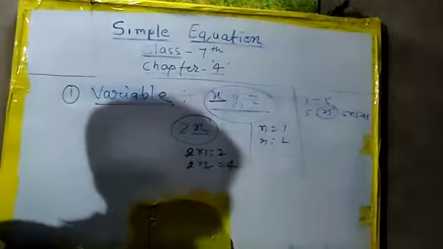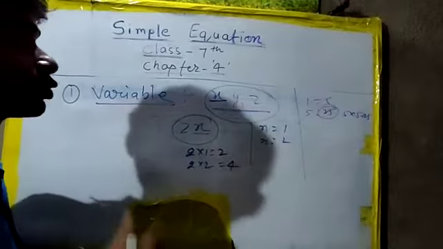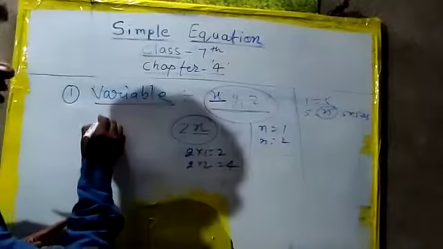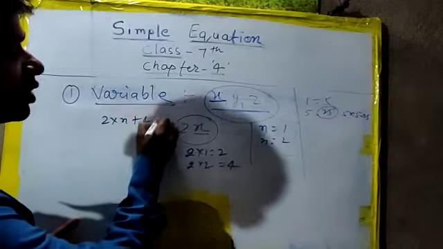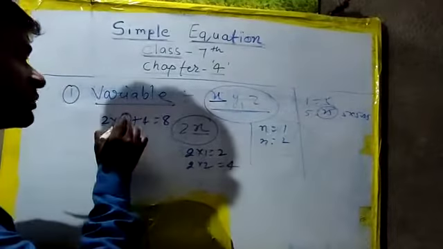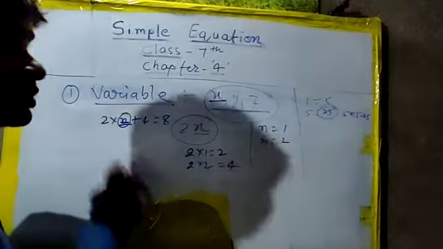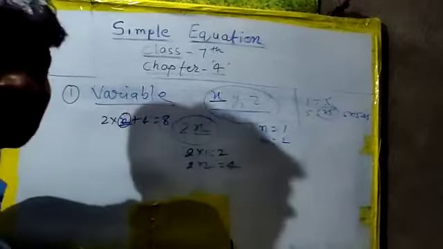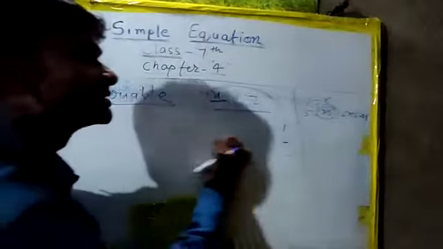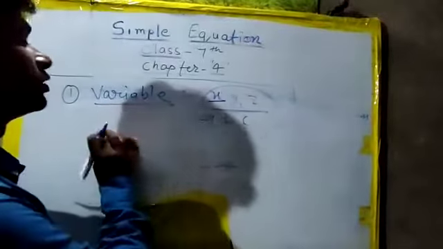But suppose somewhere it is written twice of x plus 4 is equal to 8. Then what will be the value of x? We can find it out, since its value is not given. It might be 1, it might be 2, it might be 3, whatever it comes to, that is not given. So there is a variable in an equation whose value is not given, which we represent through alphabets like x, y, z, a, b, c, anything you can take. That's called the variable.